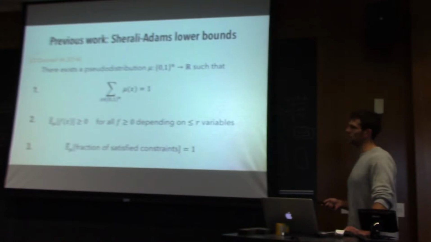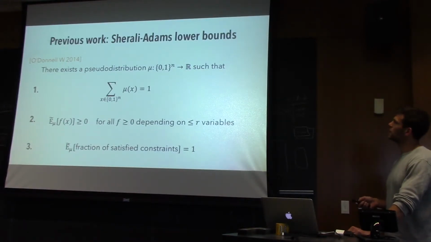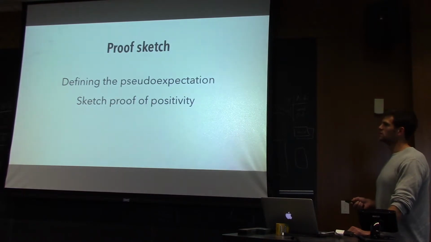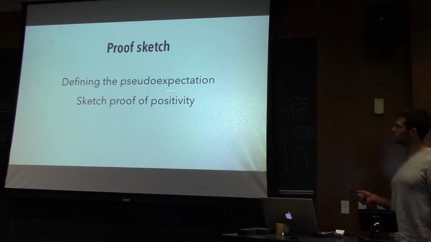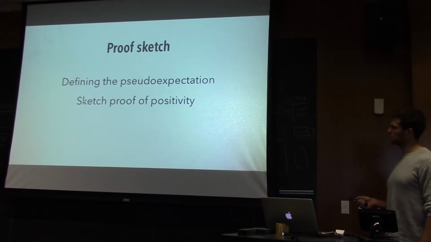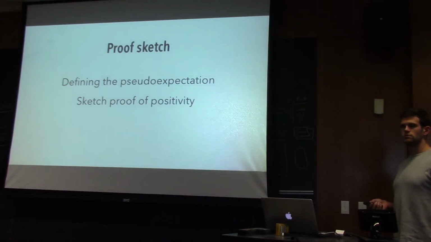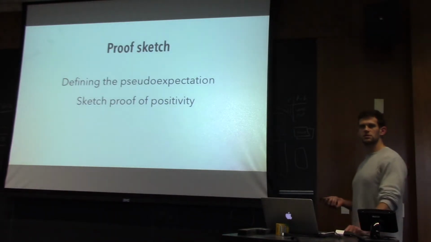All right, so that's SOS. Now let's move on to a sketch of the proof. I'm going to split that into two parts. I'm going to talk about how to define the pseudo expectation, the pseudo distribution, and I'm going to sketch a proof showing that this relaxed positivity condition is satisfied. Is everything clear up to this point? Any questions?